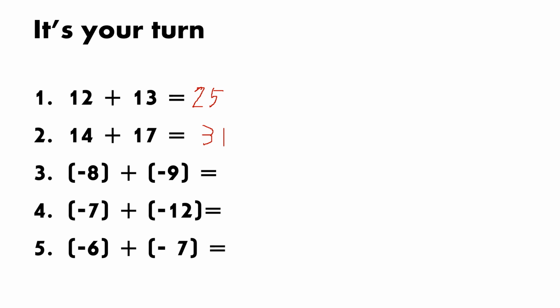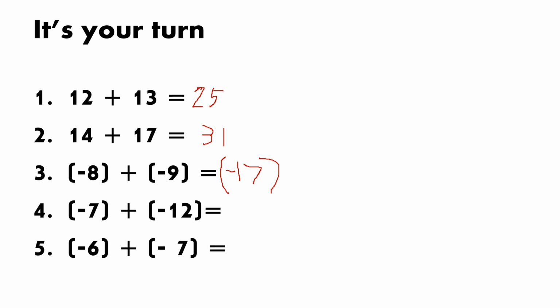Negative 8 plus negative 9. Okay, 8 plus 9 is 17. They are both negative. Simply copy the sign, negative 17. Okay, we put the parentheses.